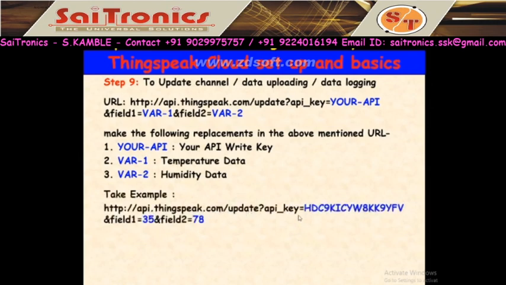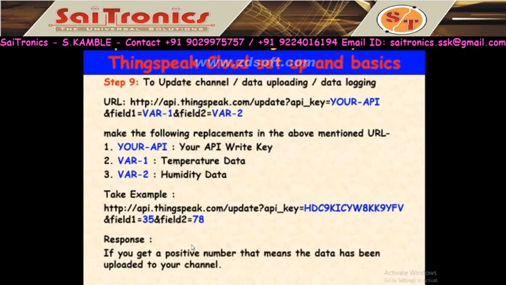HTTP api.thingspeak.com update API key, this is my API key. Field1 35, so temperature is 35, and field2 humidity is 78. This is your manual updation. You have to do this automatically using NodeMCU. Now the response. If you are getting a positive response, meaning 1, 2, 3, more than 0, then your data is accepted or uploaded. But if you are getting 0, then your data is not accepted.